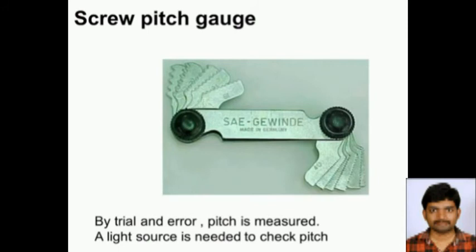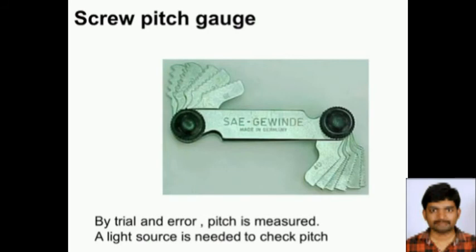A light source is needed to check the pitch. That means we have to select the leaf which will match it and be seated. So a light source is considerable. If light passes in between the pitch gauge and the workpiece, then the match is not perfect, and we can change the gauge. This process is repeated until the light stops passing between the pitch gauge and workpiece.